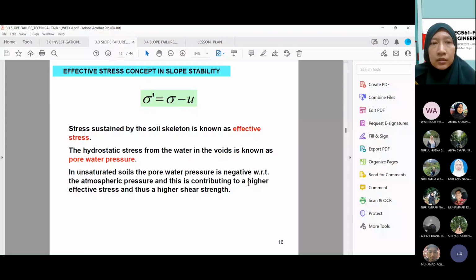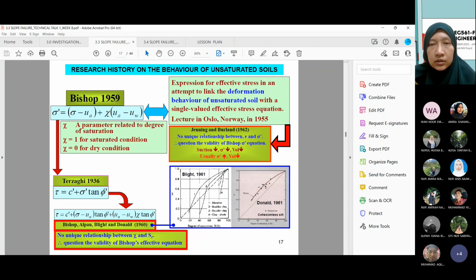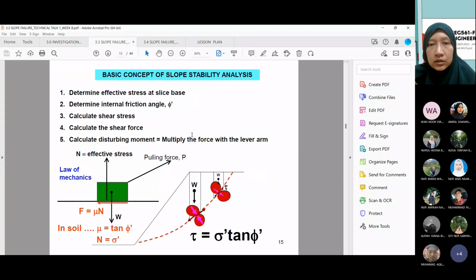Okay, it's okay. Thank you for the answer. So again, the range 1.0 to 1.5 can be accepted. Okay, this is when you involve the effective stress concept in slope stability.